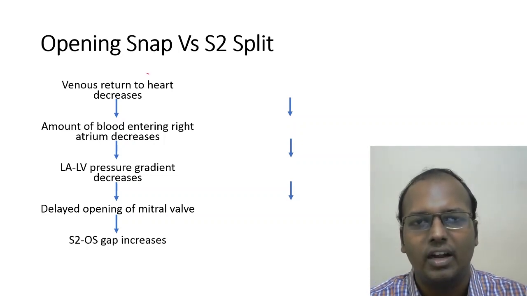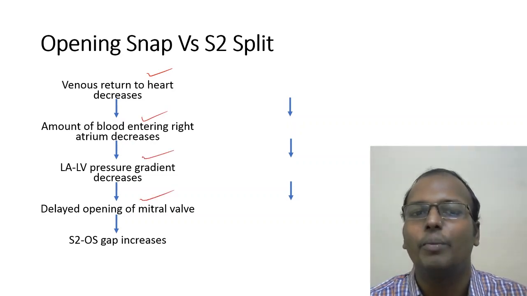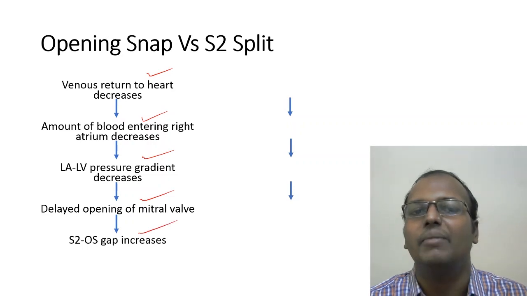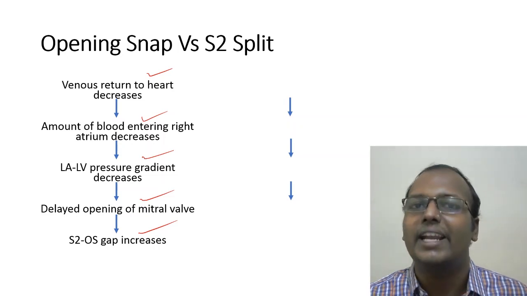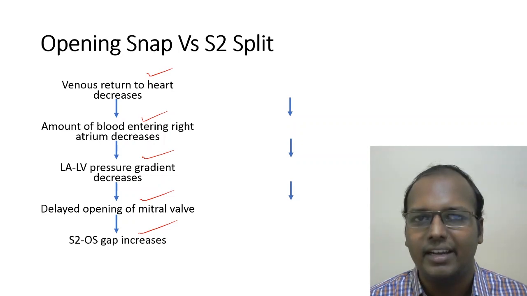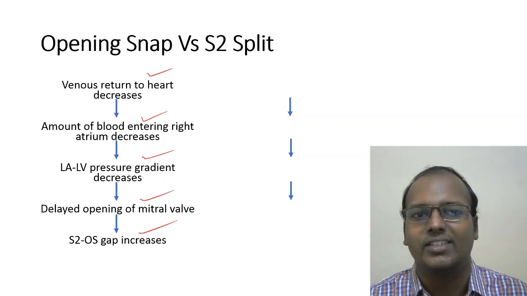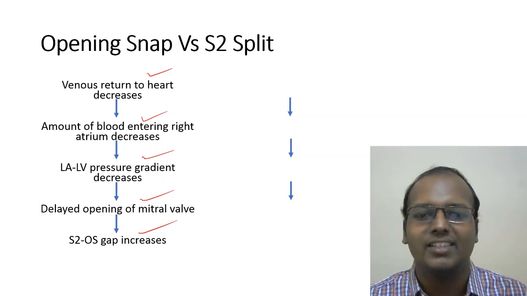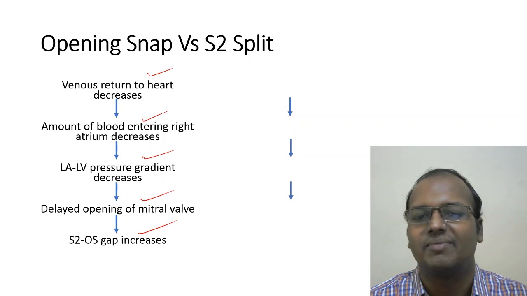So venous return to the heart decreases. The amount of blood entering the right atrium decreases. The left atrium, left ventricle pressure gradient decreases. So there is delayed opening of the mitral valve, and the S2-OS gap increases. Understood? Normally the pressure gradient is high, especially in severe mitral stenosis, so there will be a narrow A2-OS gap. Whereas here the pressure gradient decreases, so there will be delayed opening of the mitral valve and the S2-OS gap increases.